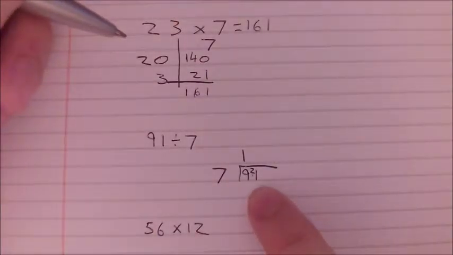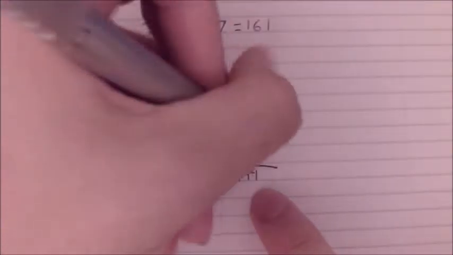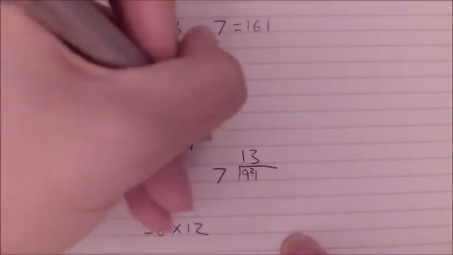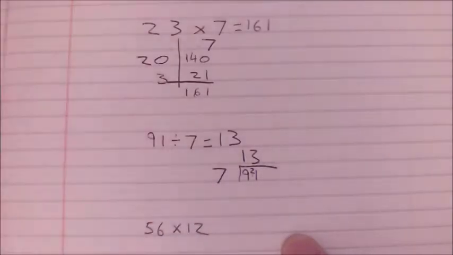So that's going to be 21 now. So how many 7s go into 21? That's 3. So the answer is 13. So 91 divided by 7 is 13.